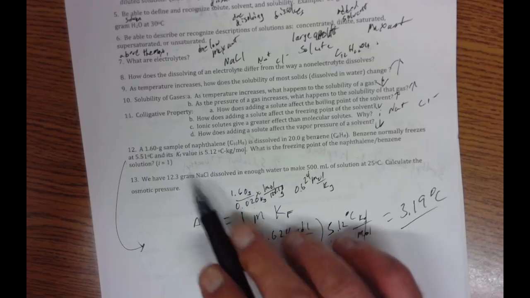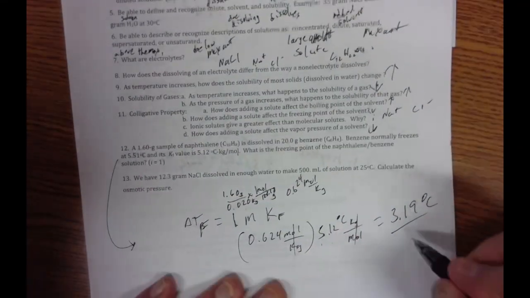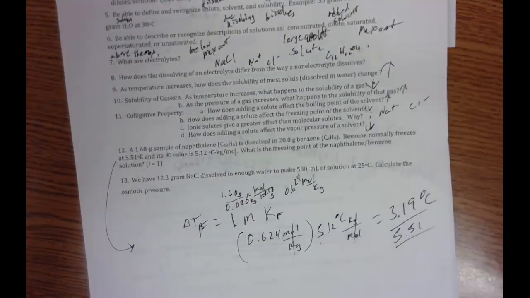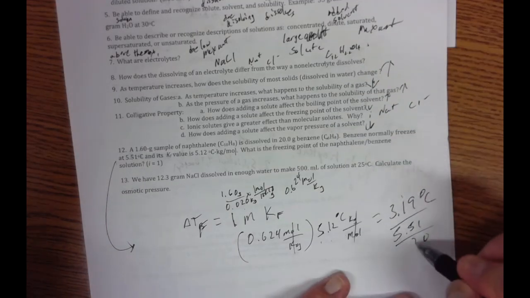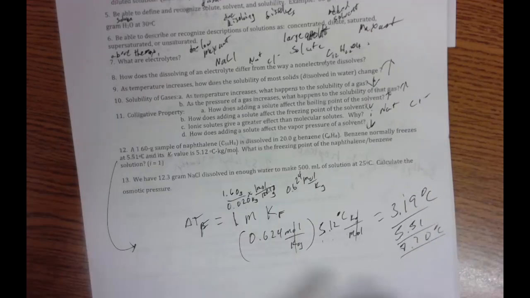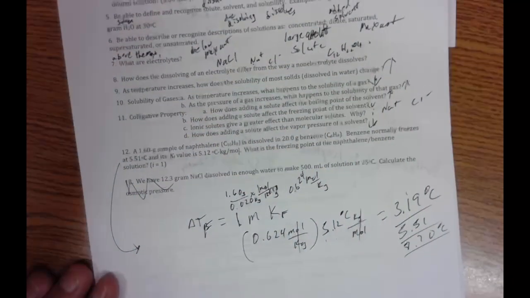So if we know that it normally freezes here, since the freezing point is depressed, we're going to add that to that. 3.19 plus 5.51, the answer is 8.7. So that's 8.7 degrees Celsius. There won't be an osmotic pressure calculation on the final, so we won't bother going over that.